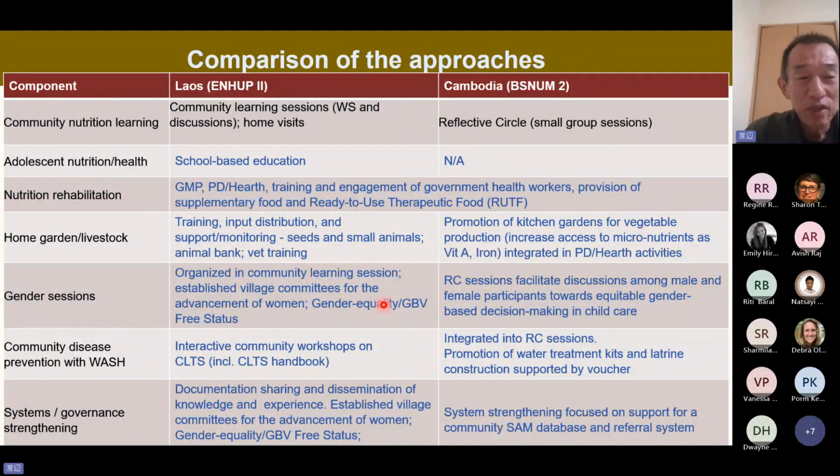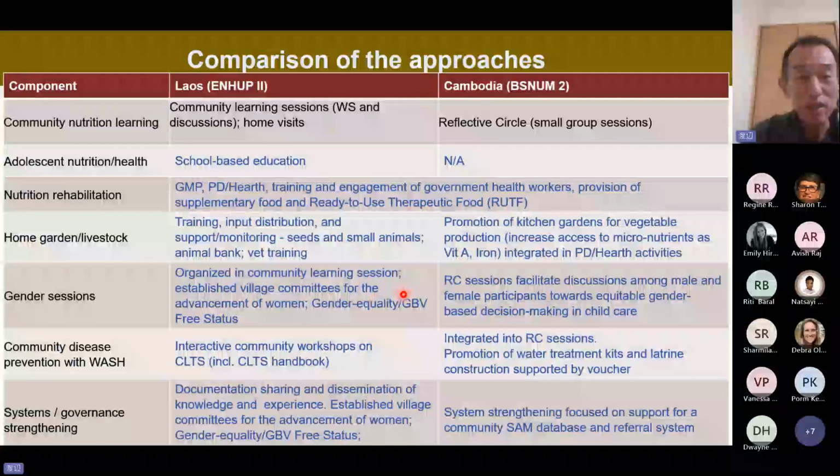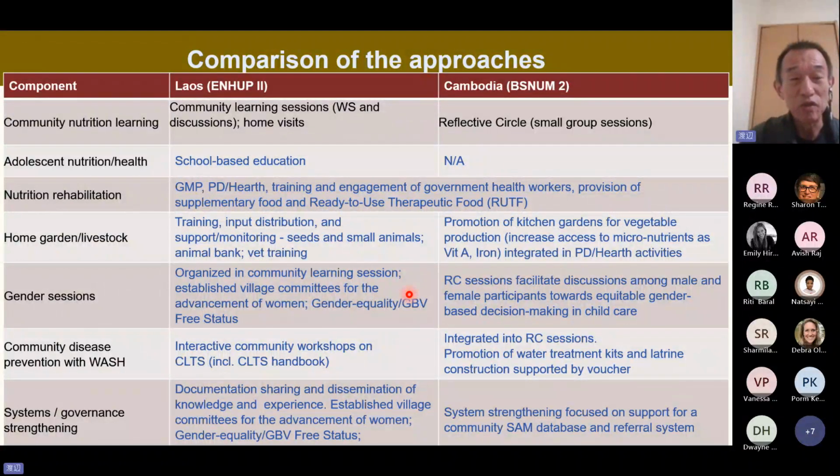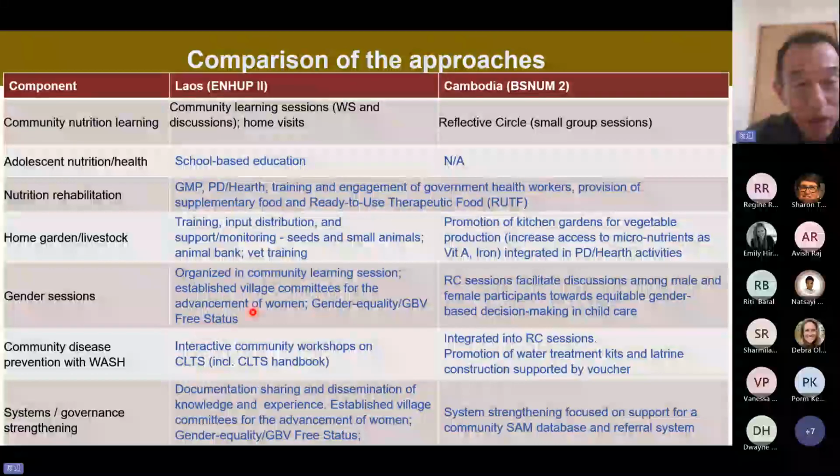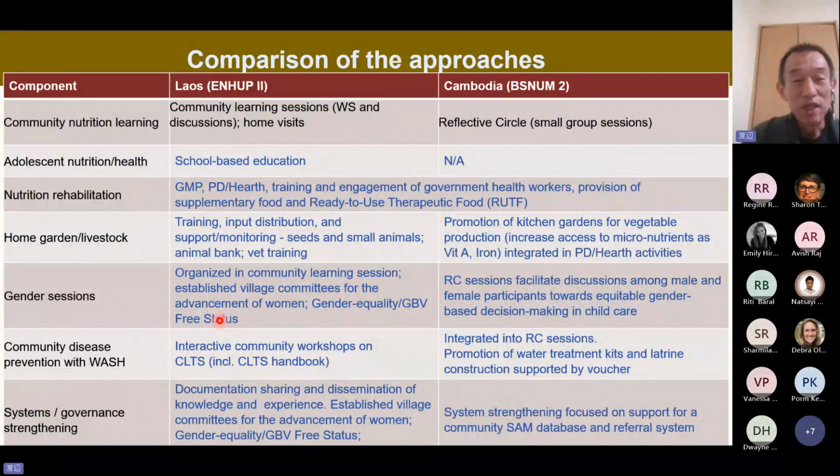Okay, gender sessions. Quite interestingly, the approaches are different. In Laos, they organized community learning sessions and discussed gender issues. Also, the Laos program promoted gender equity, a gender-based violence campaign, and also the advancement of women. So there are some innovative activities they included.